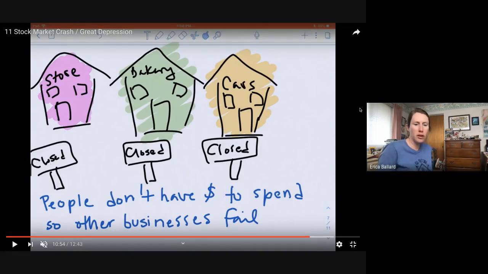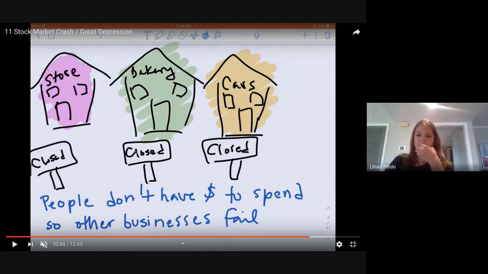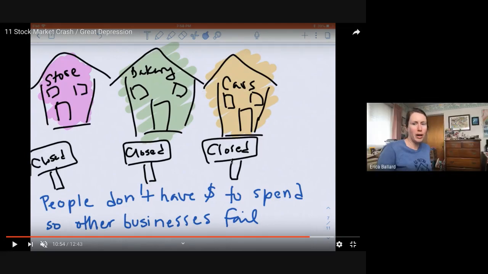So this is our next slide. People don't have money to spend, so other businesses fail. So a little girl got kicked out of her house, right? So her family doesn't have money, so they're not going to go to the store. They can't go buy any new clothes. They have no money to spend. They can't go buy a new car. So because people aren't spending money at any of these places because they've lost their money, other businesses are going to fail too.